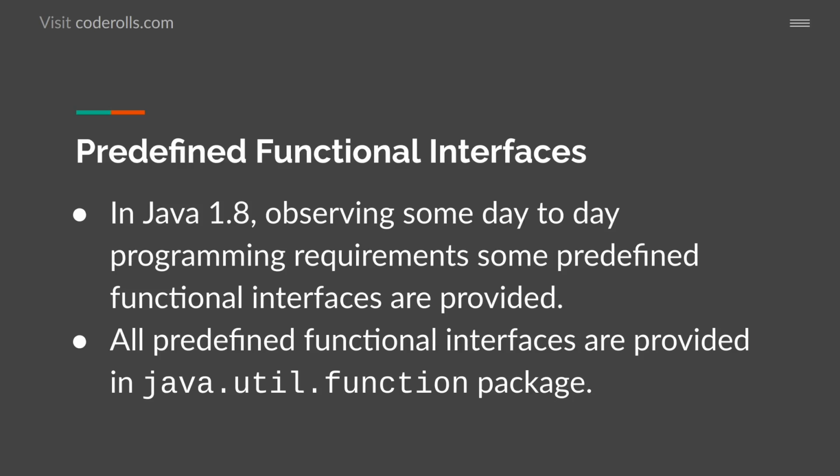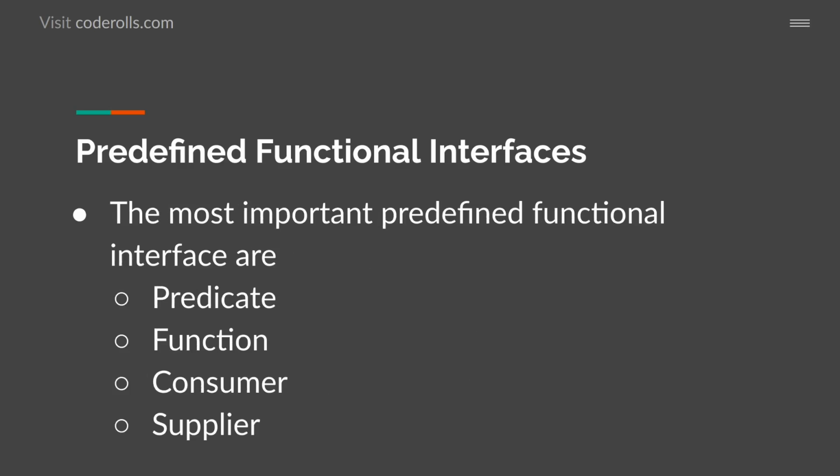Now in Java 1.8, observing some day-to-day programming requirements, some predefined functional interfaces are provided in the java.util.function package. These four are the most important predefined functional interfaces: predicate, function, consumer and supplier. These predefined functional interfaces are designed by considering common day-to-day programming practices and requirements.